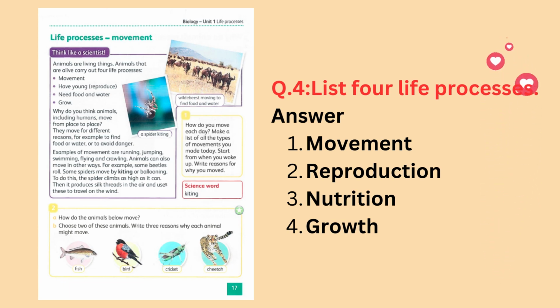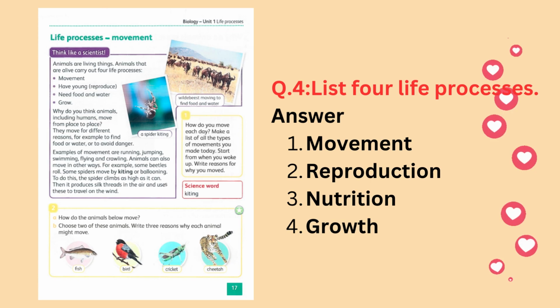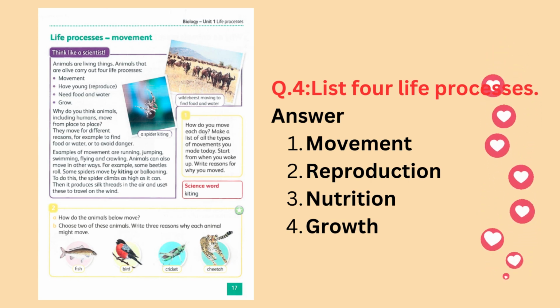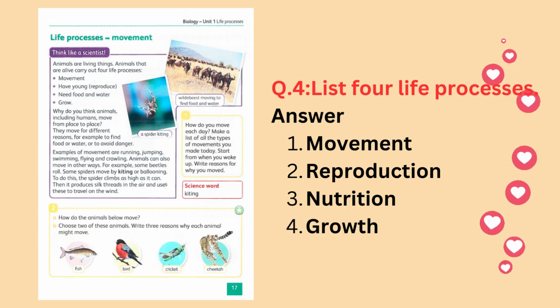Choose two of each animals. Write three reasons why each animal might move. So, reasons are same, just write the movement. Fish can swim, bird can fly, cricket can jump, cheetah can run. So, this is the movement, and reasons you can write three of them.